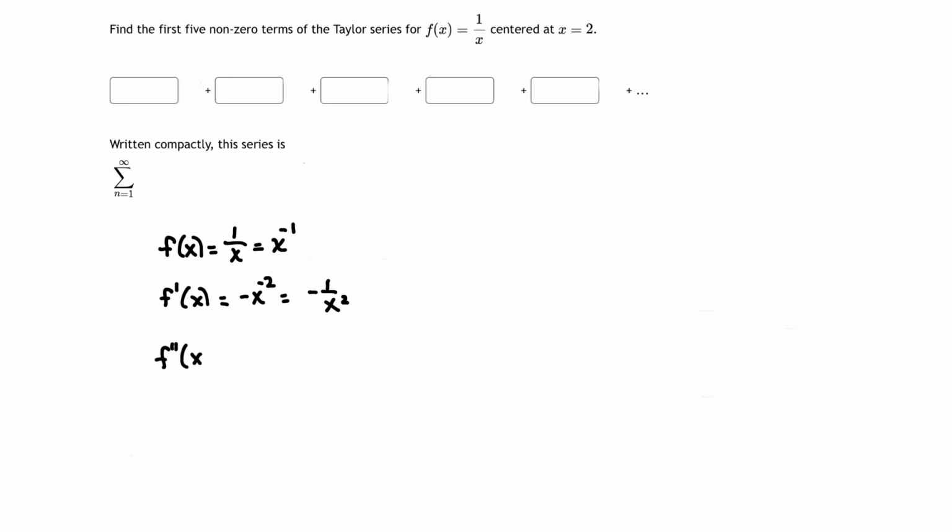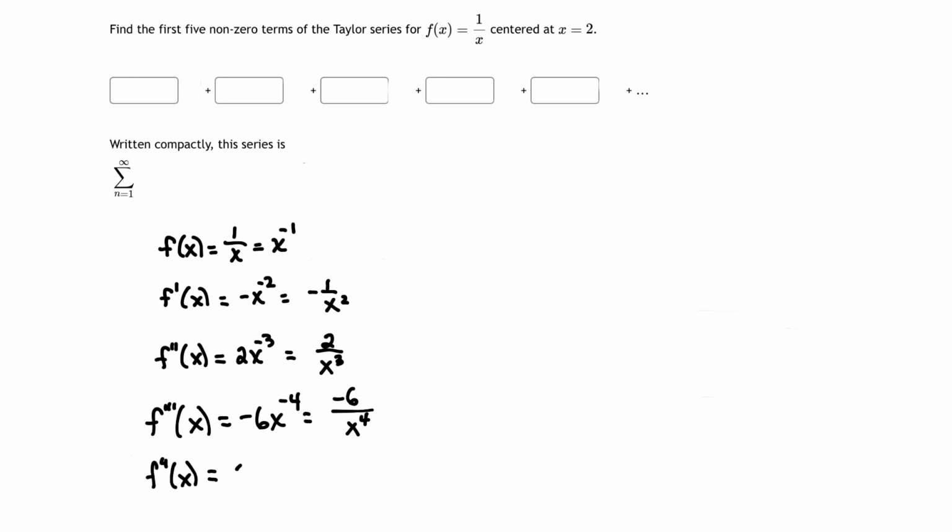My second derivative is equal to negative 2 times negative 1, or 2x to the negative 3, or 2 over x cubed, again using our power rule. Our third derivative, negative 3 times 2 gives us negative 6, and subtracting 1 gives us negative 4, or negative 6 over x to the 4th. Our fourth derivative is going to be positive 24 x to the negative 5th, which is 24 over x to the 5th, etc. So what we're creating right now are our derivatives.